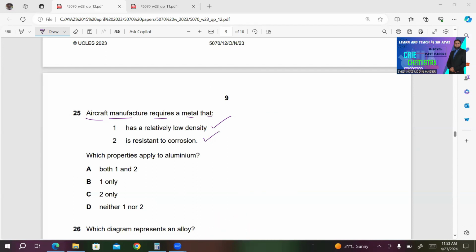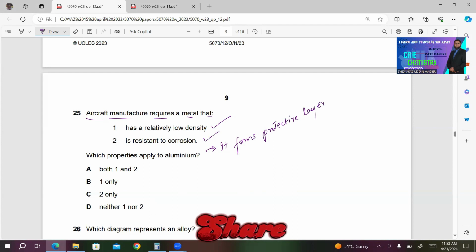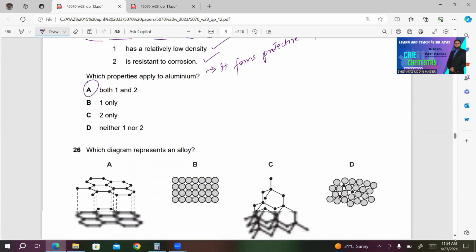It is not resistant to corrosion because it forms protective oxide layer, which means it is not completely resistant to corrosion. But if you consider this protective layer as acting as a barrier, then you can say it's resistant to corrosion. So both 1 and 2 are applicable to aluminum in this case. So A must be the right answer. That's what the marking key says.